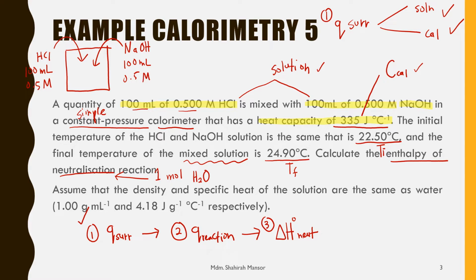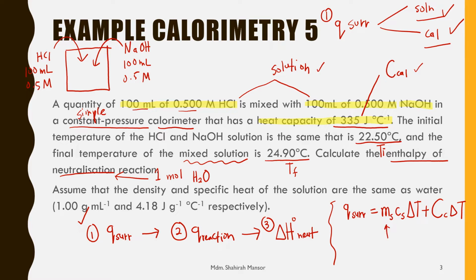So apakah surrounding kita dalam soalan ini? Both solution dan juga calorimeter. Dan dalam soalan ini kita tak ada mass of solution, kan? Sebab bila awak dah tahu Q surrounding kita tu adalah solution dan juga calorimeter, maka the formula of the Q surrounding now akan jadi m solution, c solution, delta T, tambah dengan capital C of calorimeter dan juga delta T.